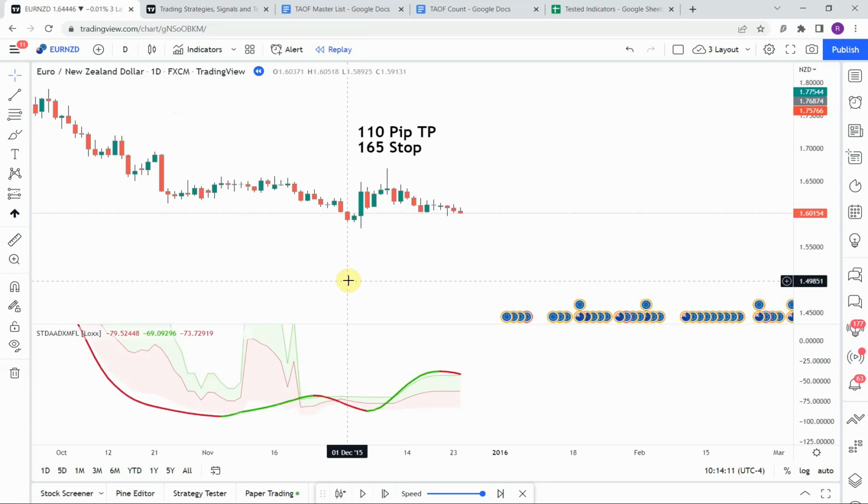Today, we will be testing the Adaptive ADXm with floating levels.